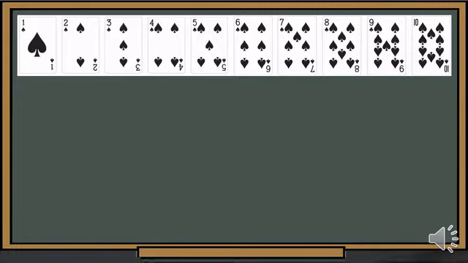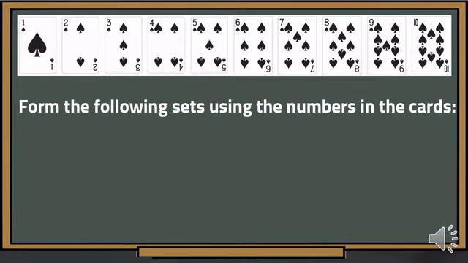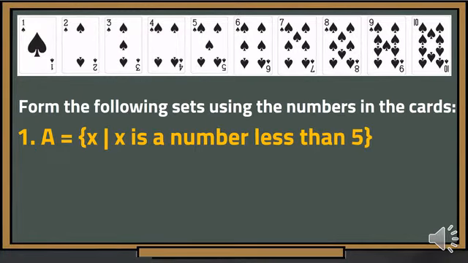Okay, let's have an activity first. Consider these cards. We have 1 to 10 of spades. Let us form the following sets using the numbers in the cards. For number 1, set A is the set of numbers less than 5. What are those numbers that are less than 5? Okay, that is correct. We have 1, 2, 3, and 4.